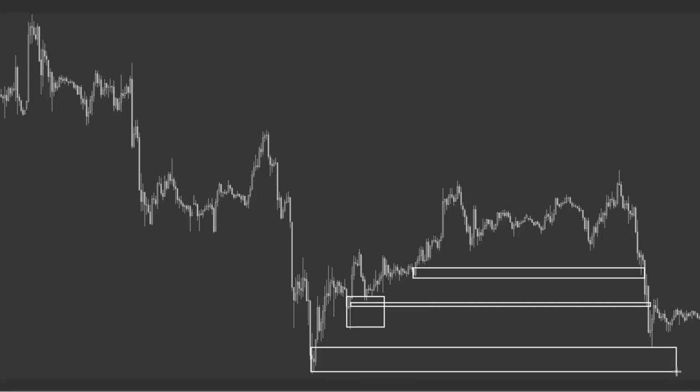So as a result of these areas, price does stall on the way down. So it's always important just to be aware of those areas, because they are what are going to stand in the way of you and your target.